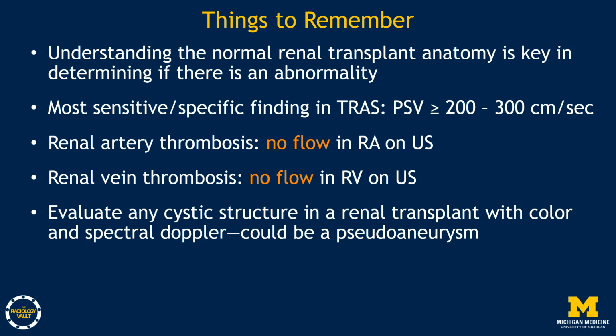So, a few key things to remember. Understanding the normal renal transplant anatomy is key in determining if there is an abnormality. The most sensitive and specific finding in transplant renal artery stenosis is PSV greater than or equal to 200 to 300 centimeters per second. In renal artery thrombosis, there will be no flow in the renal artery on ultrasound. Similarly, in renal vein thrombosis, there will be no flow in the renal vein on ultrasound.